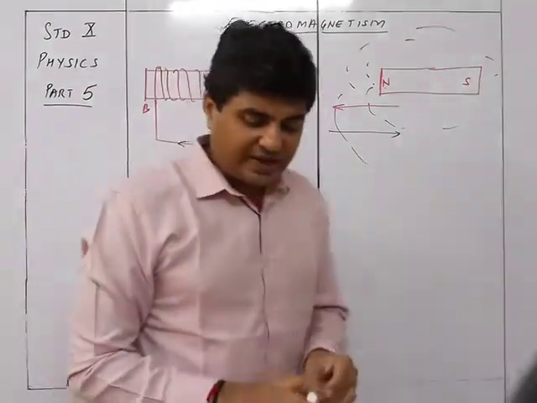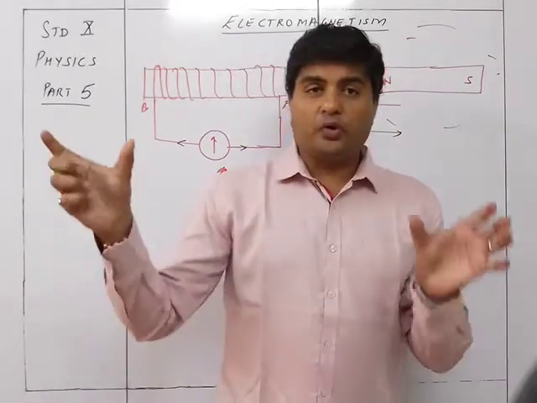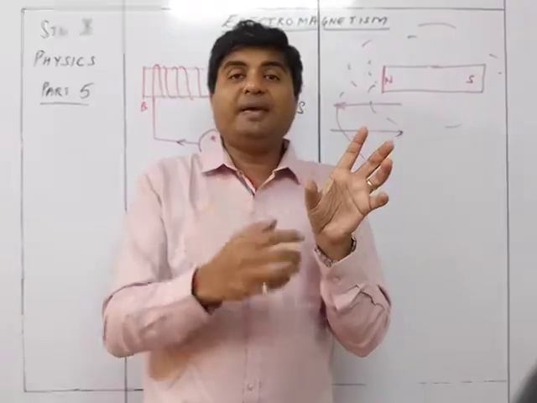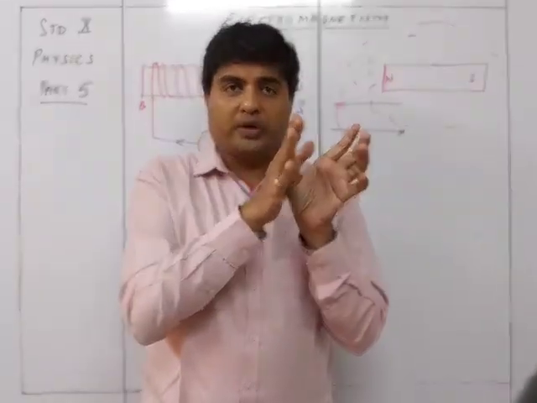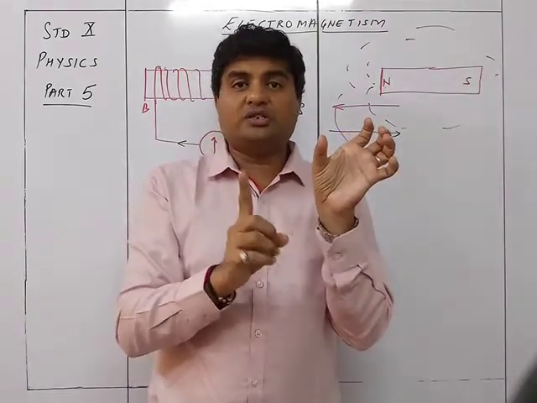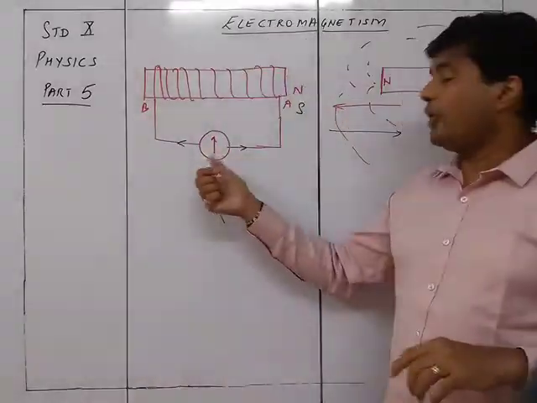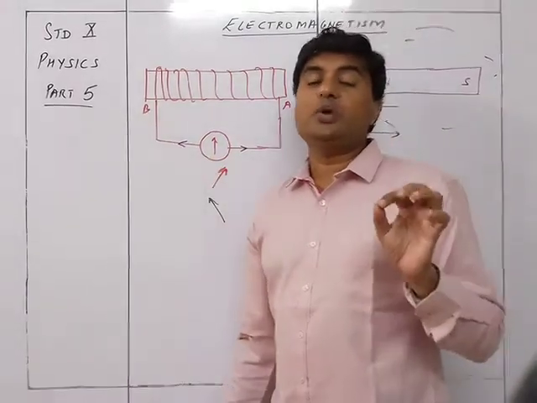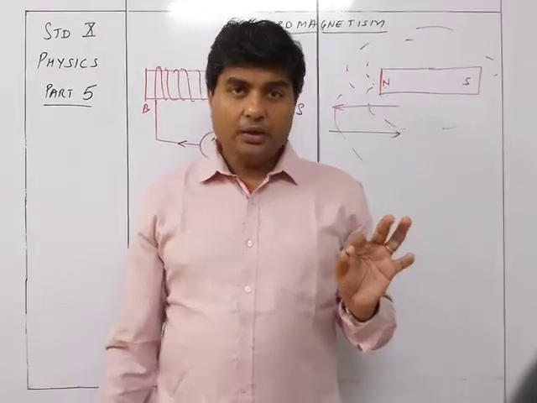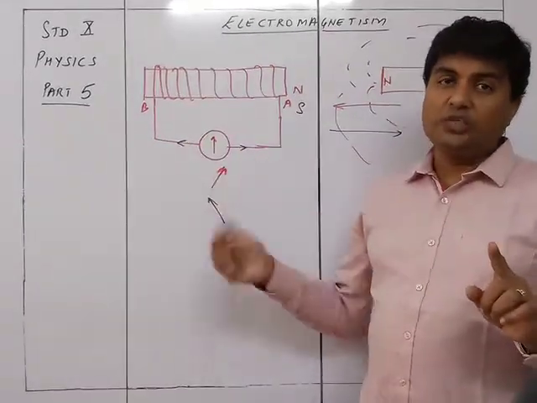Okay, so first condition is when the north pole is brought near over here, this coil will be generating a north pole over here and a south pole here, and due to that the deflection will be towards the north. Now always remember that the deflection of the galvanometer will be towards the north of the coil. Okay, the deflection of the galvanometer will be towards the north of the coil.